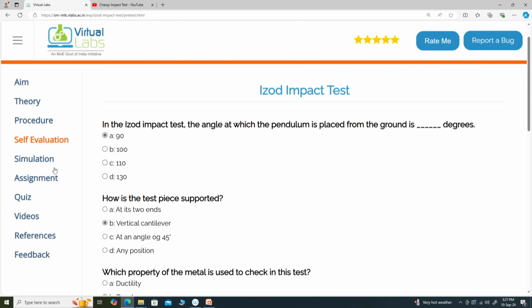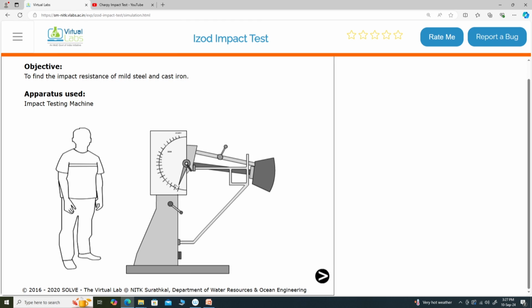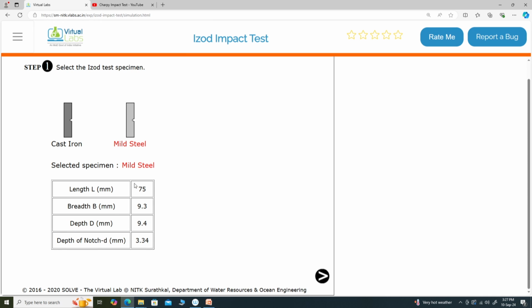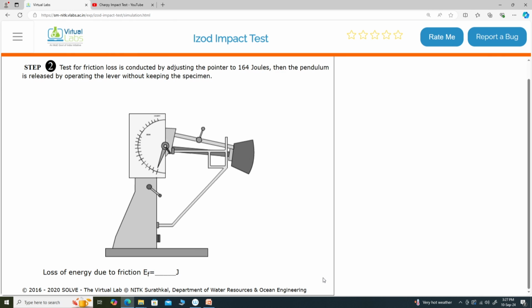Let us go to the simulation part here. This is our apparatus, and the different components of the apparatus were shown in the theory. Let me go to the test, step 1. Select the ISO test specimen. I will select mild steel once again, and the length of the specimen is 75, breadth is 9.3, depth is 9.4, depth of the notch, that is D, is 3.34 millimeters.